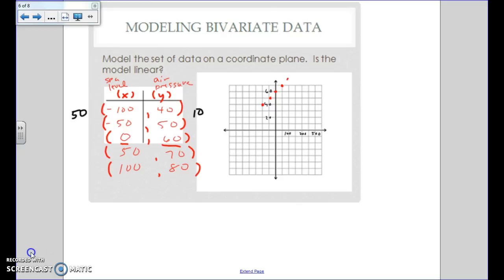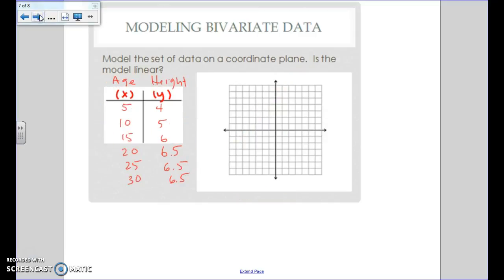Okay, and as you can see again with this one, sea level does go into the positives and negatives, and we can make a line there, and it looks to me like a line, so I would consider this to be linear. Okay, so I'll model the data on a coordinate plane and then determine whether it's linear.